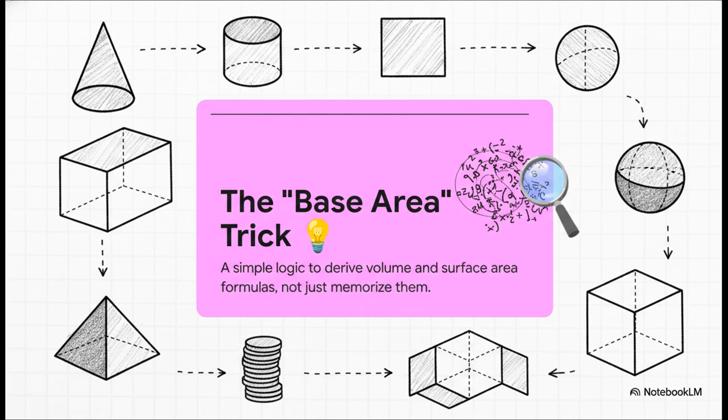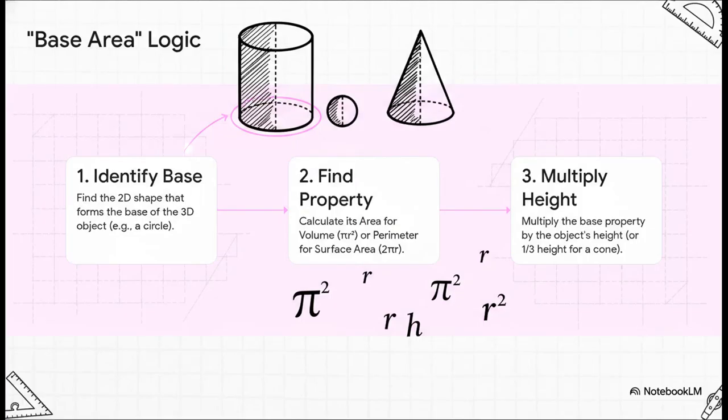This isn't just a trick, it's a way of thinking. It helps you actually understand where these formulas come from. And trust me, once you get this logic, you will never have that moment of panic where you blank on a formula in the middle of an exam, ever again. And it's honestly this easy. Just 3 steps. Step 1, just look at your 3D shape and figure out its flat base.